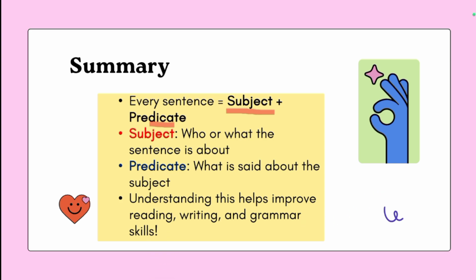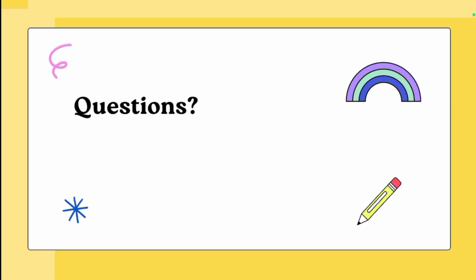What is a subject? Subject is the who or what the sentence is all about. And then what is a predicate? Predicate is what is said about the subject. So once you understand the nuances of subject and predicate, it will help you to understand and improve your reading, writing and grammar skills. So hope you have understood the concept of subject and predicate very well.